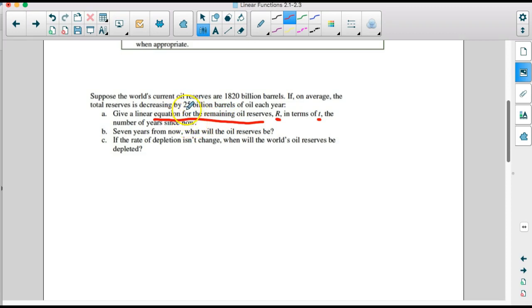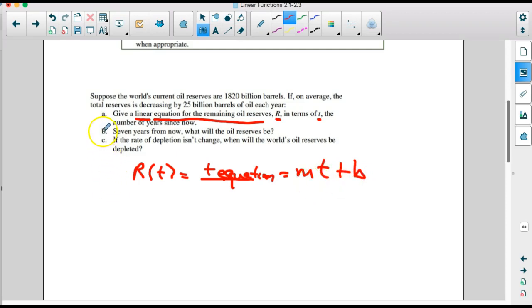So R is going to be your remaining barrels and T is going to be time in years. Well, what we have here is the 2 numbers. They're giving you the 2 numbers for this problem. So your equation is going to be R of T equals some kind of T equation. The T equation is going to be linear, because it tells you that, linear equation. So basically it's going to be m times t plus b. Okay, so we know that. Then it says 7 years from now, what will be the reserves? So you're going to use your linear function to create a prediction. And then if the rate of depletion isn't changed, when will the reserves be depleted? That means that you're going to ask when R of t equals 0, because you have been depleted, you have no barrels of oil at all.